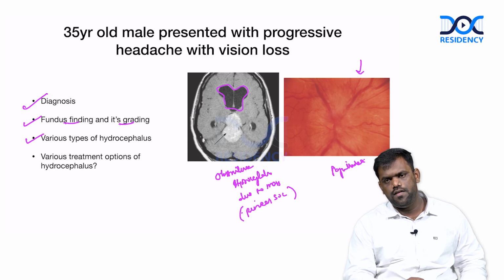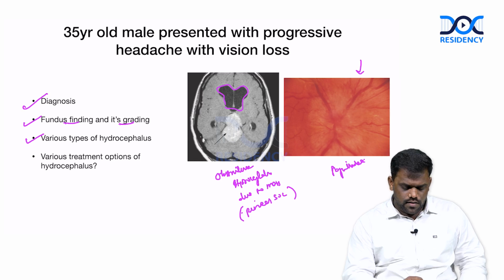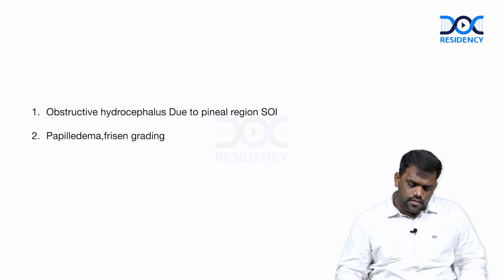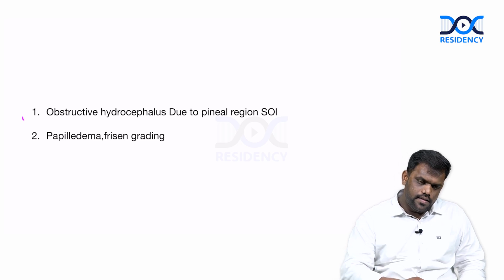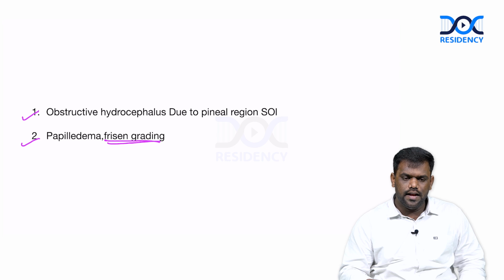And what are the various types of hydrocephalus? We will see that later: obstructive and non-obstructive hydrocephalus are present. Okay, and the various treatment options for the hydrocephalus. First, the answer is obstructive hydrocephalus due to the pineal region SOL. The fundus shows papilledema, so the papilledema will be graded by the Friesen grading.